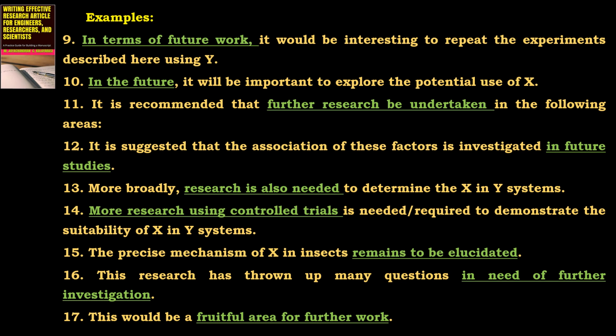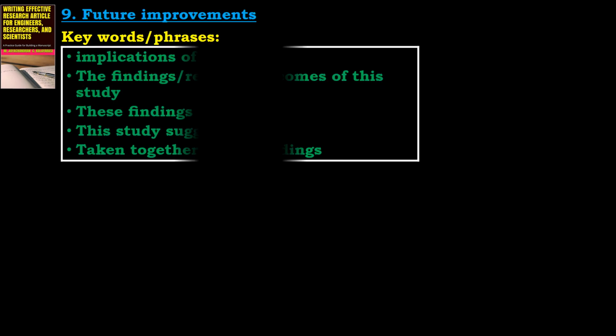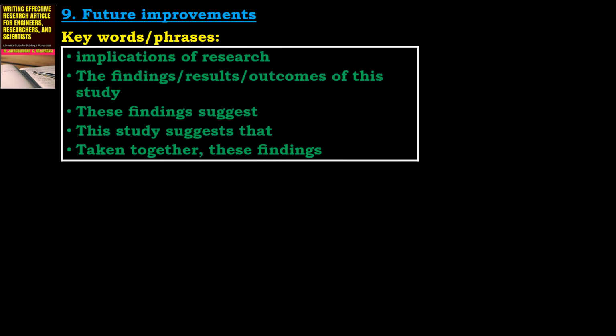9. Future improvements. In general, the conclusion section ends with a series of practical implications and recommendations of your work for practice to meet society's needs. Key phrases are: implications of research, the findings, results, outcomes of this study. These findings suggest, this study suggests that. Taken together, these findings.